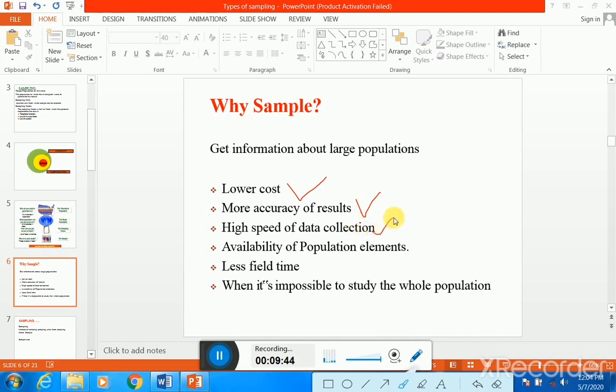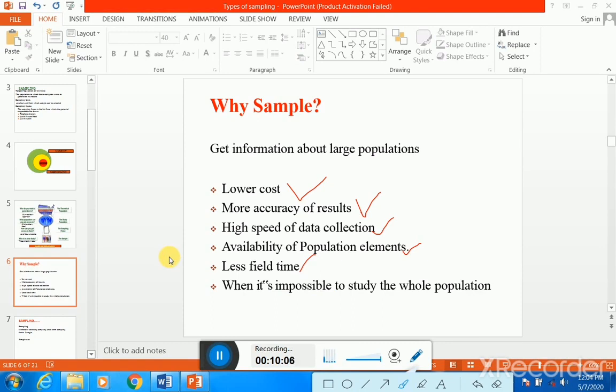Very simple. When there are small pieces, data collection becomes very easy. Availability of population elements also becomes easy. Less field time is consumed, it takes less time. And the last is when it's impossible to study the whole population, as I told you. So therefore we study the sample.